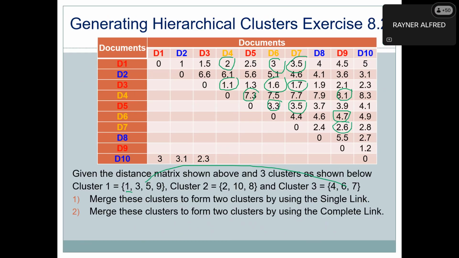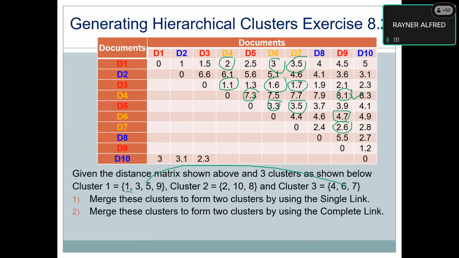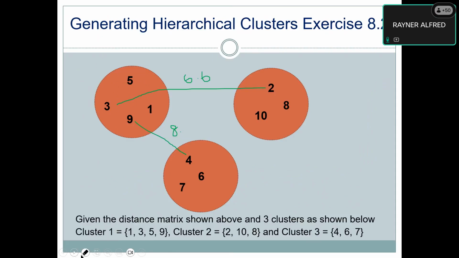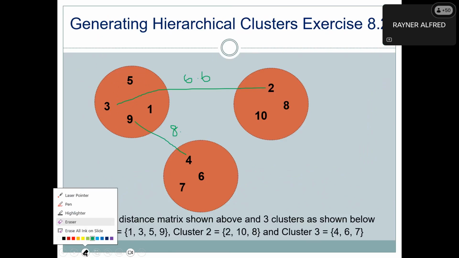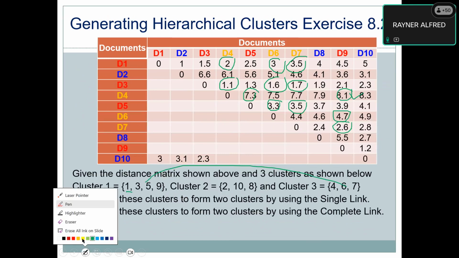So the largest value would be 8.1. This is between D4 and D9. So D4 and D9, so this is 8.4. 8.1. Okay. Last one is between 2 and 3. So between 2 and 3, let's erase everything.